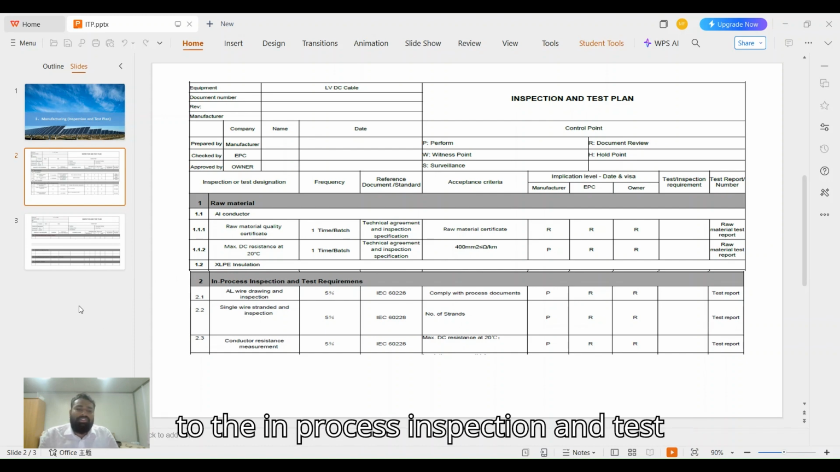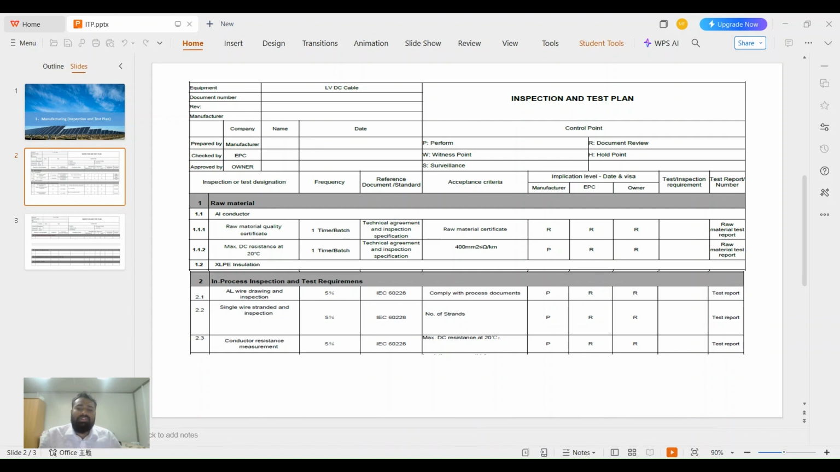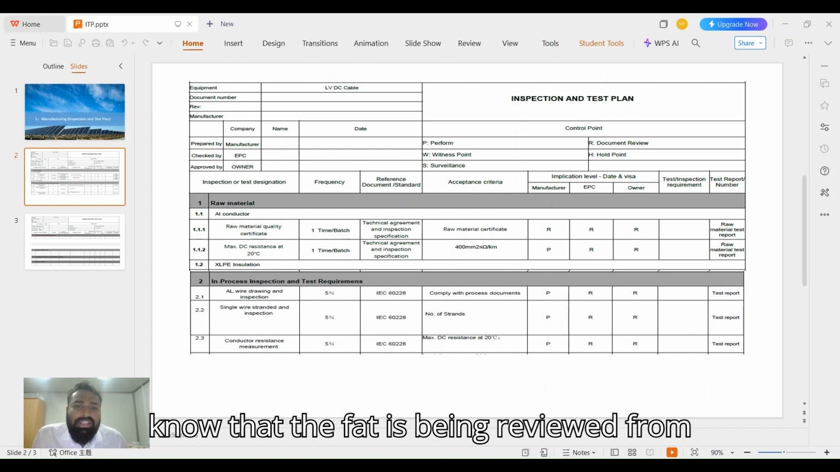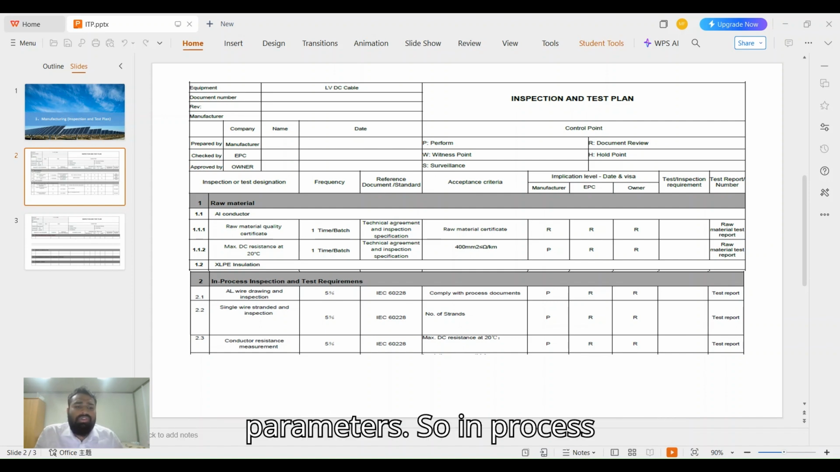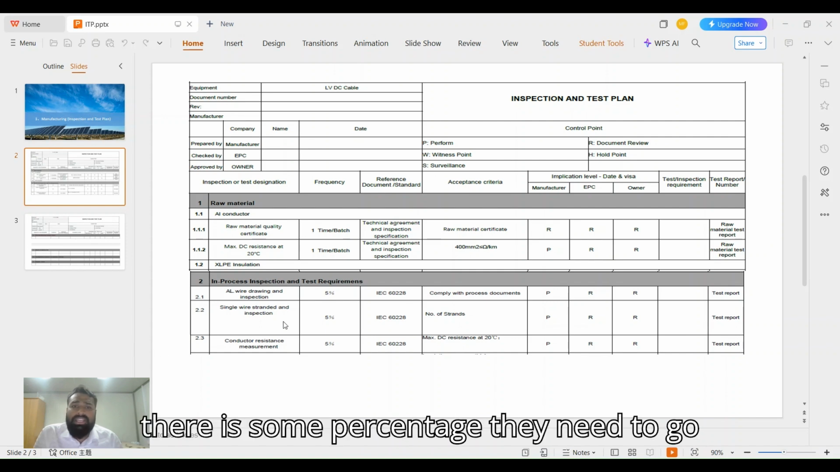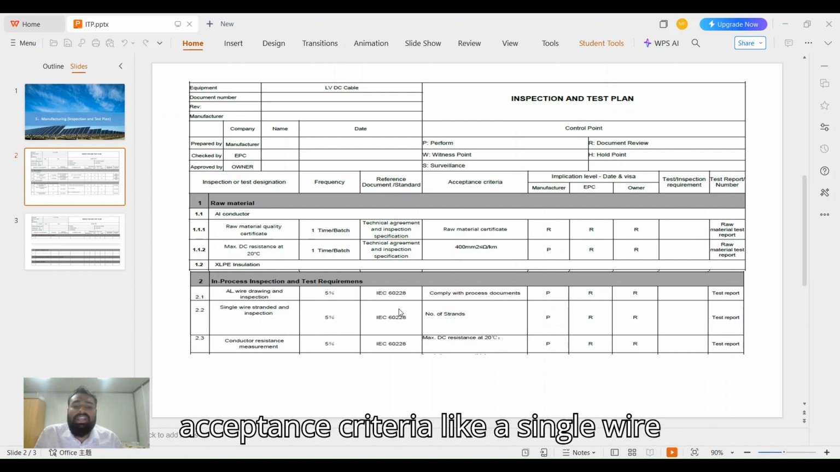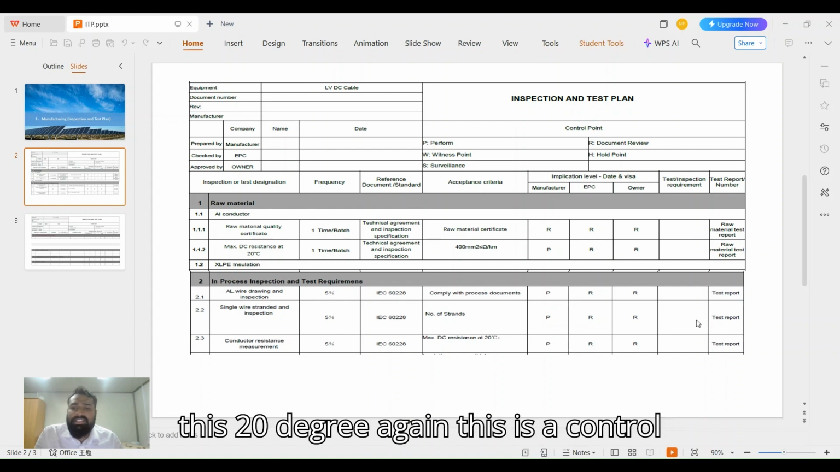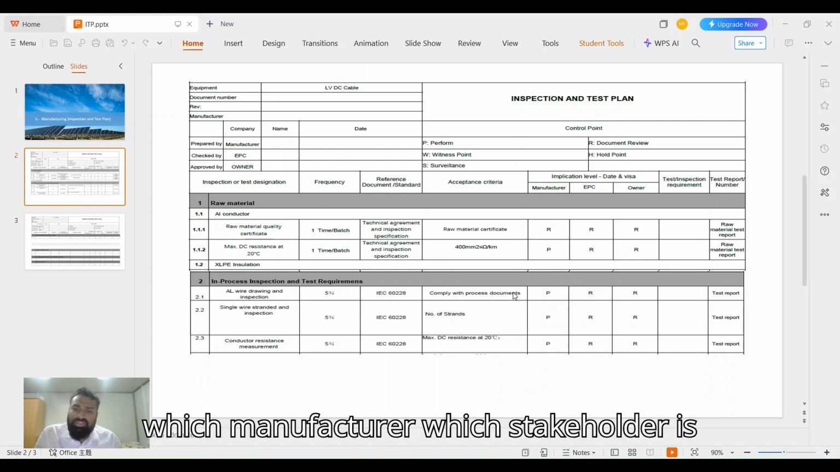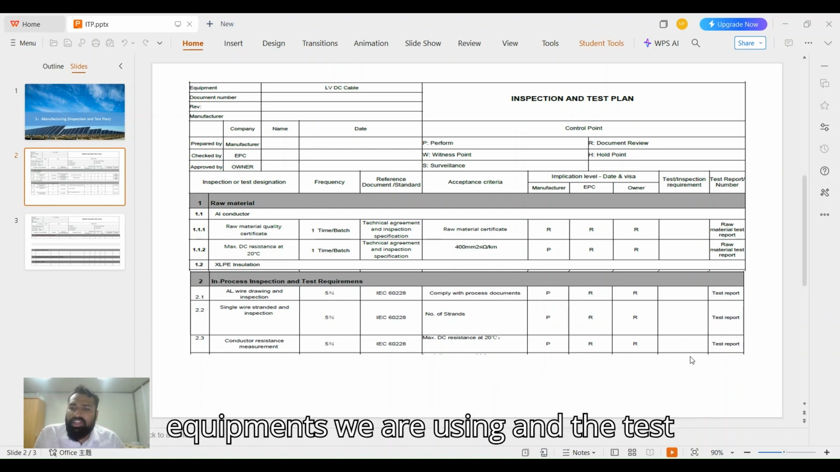Then we move to the in-process inspection and test requirement. This means that during manufacturing there are people who are checking, and as we know the FAT is reviewed by the EPC and owner, and a third party is also there to monitor these parameters. So in-process inspection means that during manufacturing there is some percentage they need to check, like 5%, which standards are taken as a reference, and what the acceptance criteria are, like a single wire, how many strands, conductor measurement, and what the resistance is at 20 degrees. Again, this is a control point which requires the stakeholder responsible for controlling which points. And then we have which tests or equipment we are using, and the test reports.